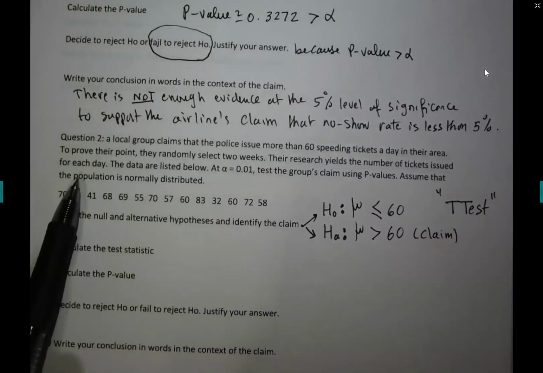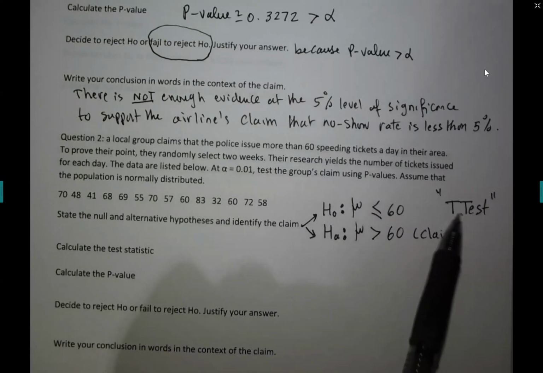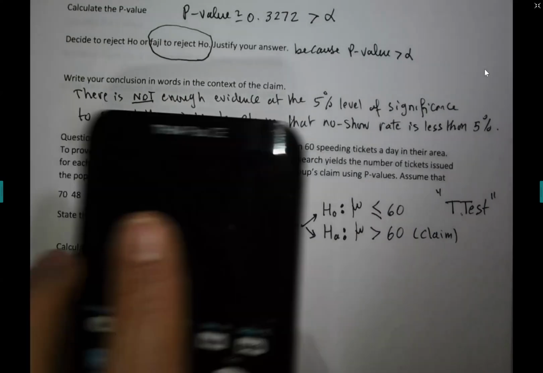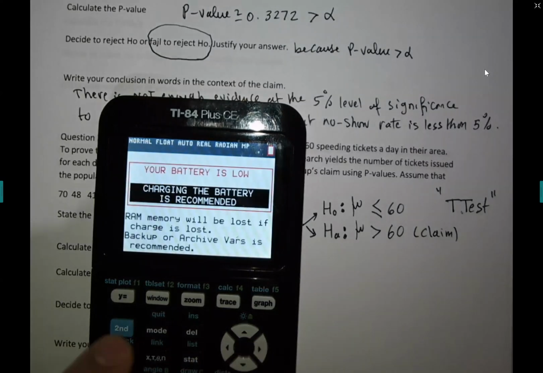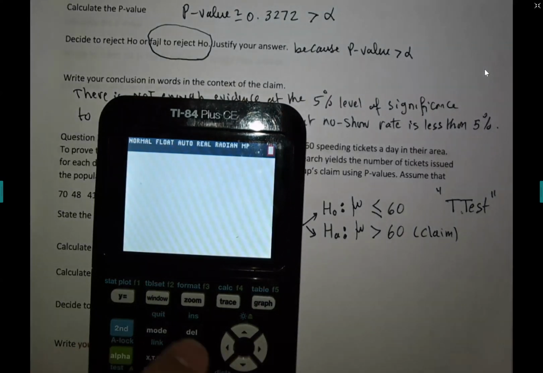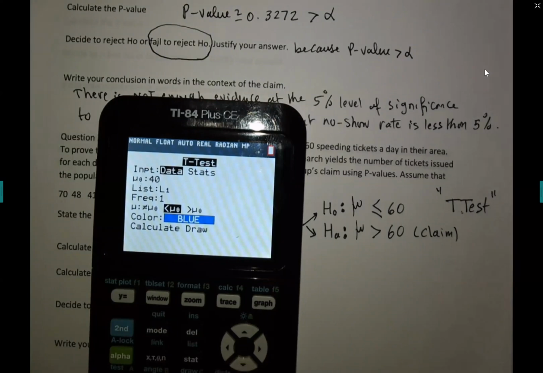Usually, guys, when you have raw data and no mention of population standard deviation, it's a t-test, you can jump to a t-test right away. So let's do it. Stat. Oops, I have to recharge the battery. T-test. Okay. 60. My data is in L1. I don't know where you put your data, but I put it in L1. Frequency, don't change it. And don't forget, we need to make this greater than.